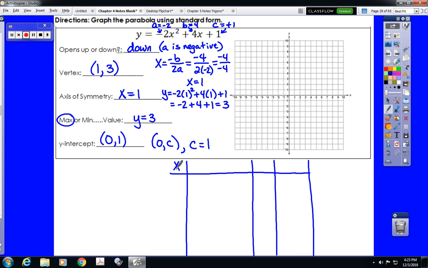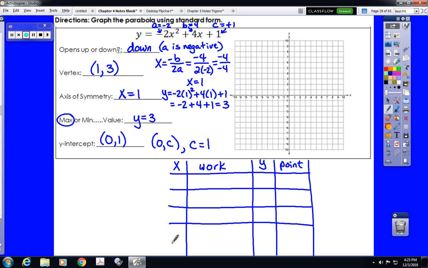Again, we're going to plug in some x's. We're going to do a little bit of work that'll spit out a y, and we'll turn those into points to graph on the graph. So again, we need 5 rows in this table. That middle row has to be our axis of symmetry, which is x equals 1.